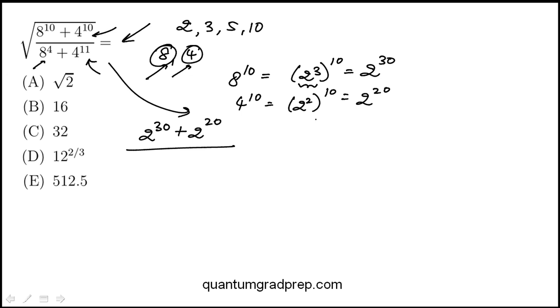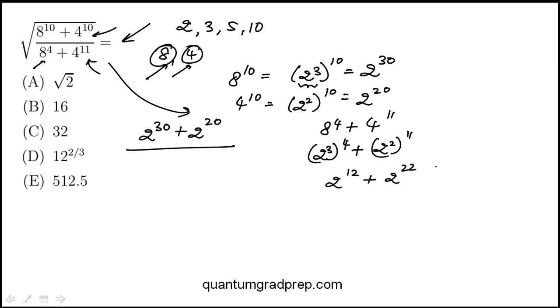And we're going to do the same thing with the denominator. So 8 to the 4 plus 4 to the 11. I'm going to do 2 cubed to the 4th, 2 squared to the 11. This becomes 2 to the 12 plus 2 to the 22.